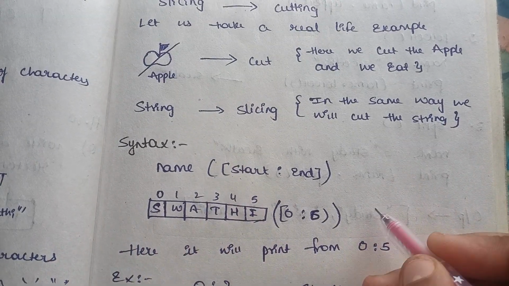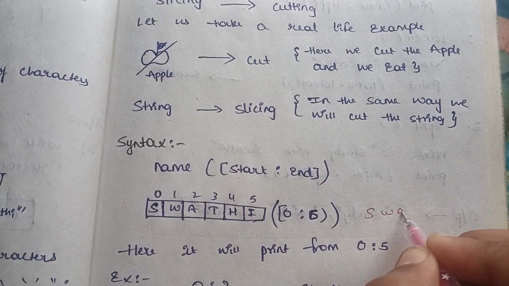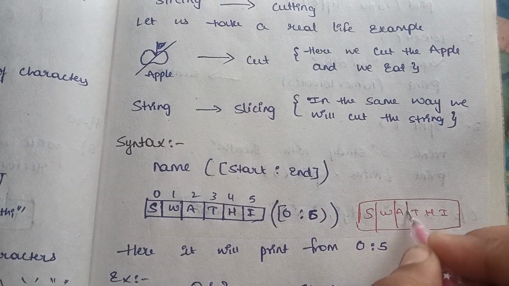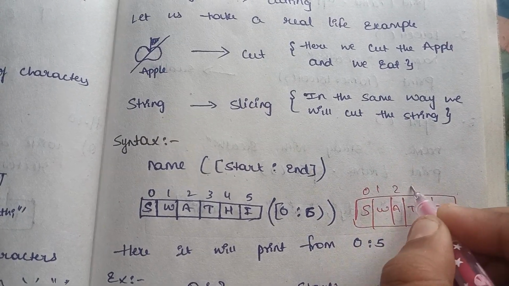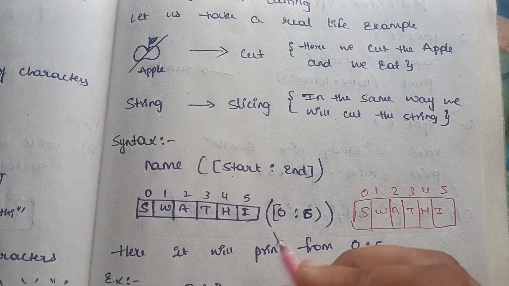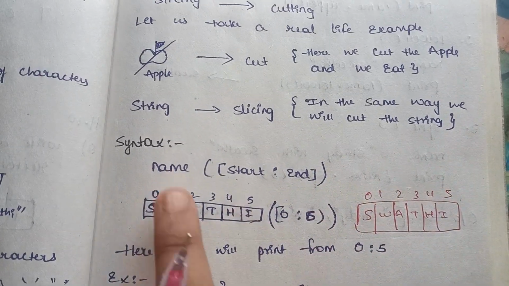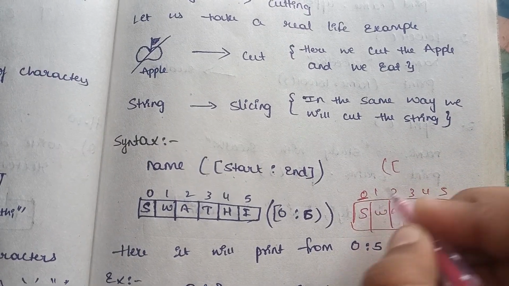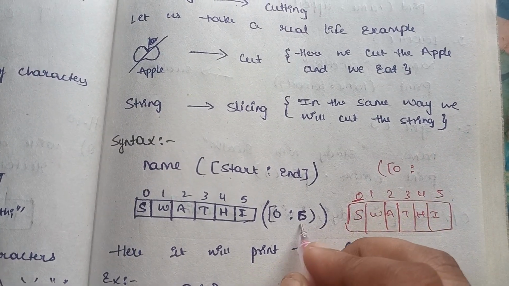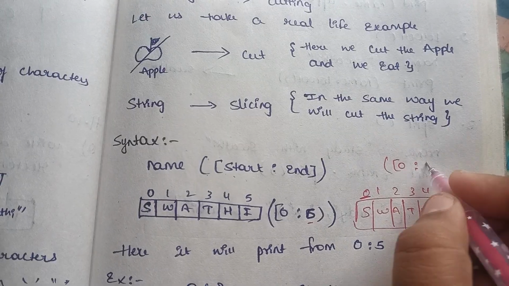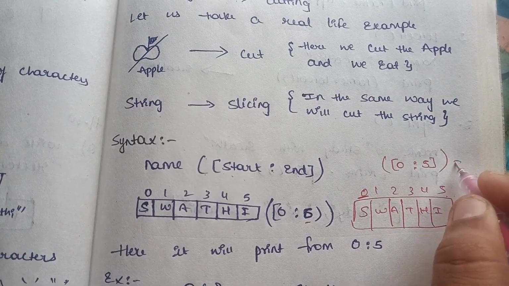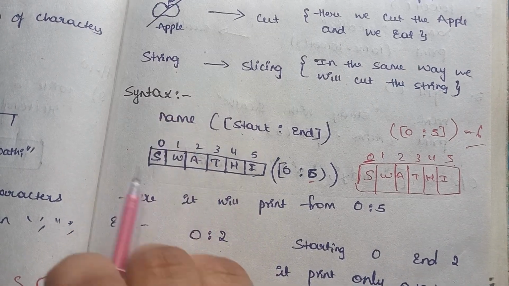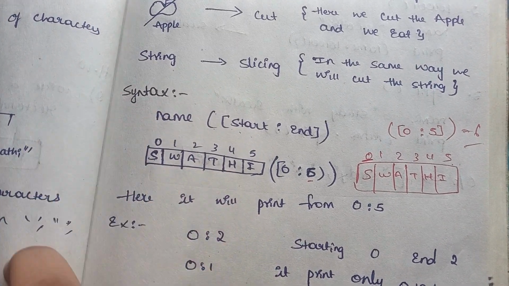So how can we indicate that? Here Swathi, we give the index numbers 0, 1, 2, 3, 4 and 5, and then we write the start. Name is Swathi, and the start is 0 and the end is 5. In total we have 6. This is about the syntax, and we have got clarity on slicing.